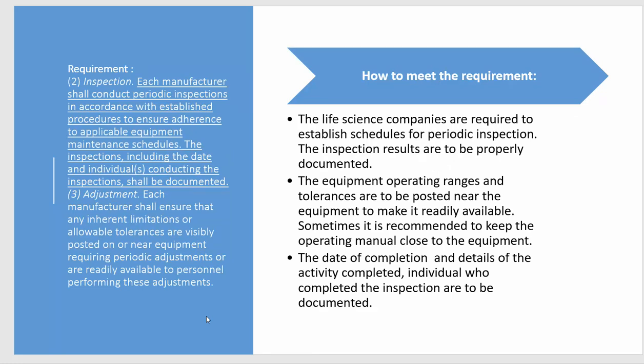Also, for the inspection of the production and process equipment, we need to have a schedule, and we need to execute these schedules. The inspection results need to be properly documented, and the date of completion, details of the activity completed, and the individual who completed the inspection are to be documented.